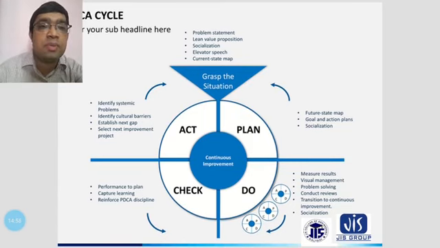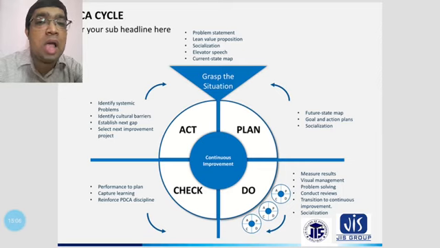Some gaps also will be found. And while establishing the next gap, it also will be implemented, and the actions will be required. And another thing is to select the next improvement project.